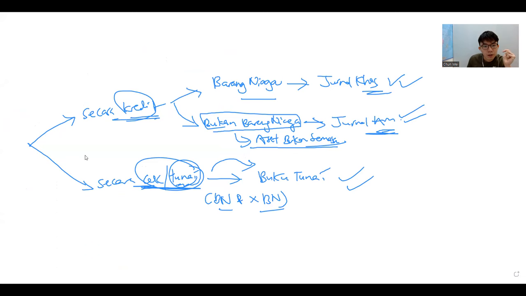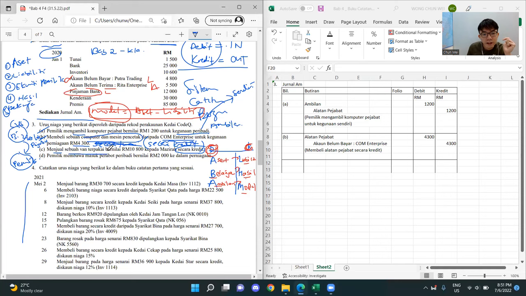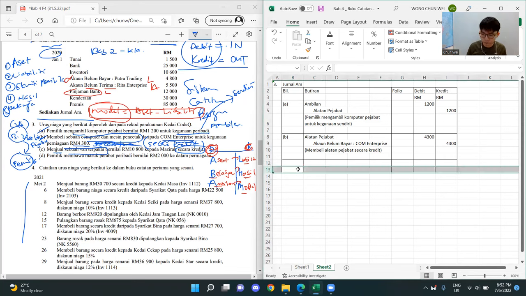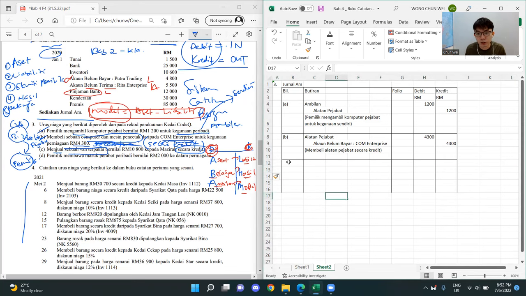So, jual apa? Jual sebuah van terpakai. Definitely, van terpakai bukan barang niaga kita. Isn't it? So, van terpakai is a kenderaan. Therefore, this is actually a bukan barang niaga, or we call it aset bukan semasa. So, if you beli or jual aset bukan semasa secara kredit, then we throw into jurnal am. All right. So jurnal am. Go to C.